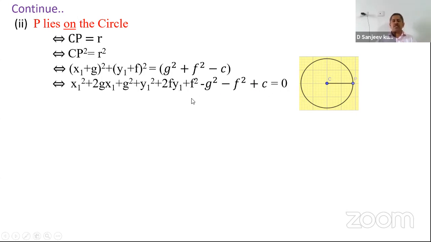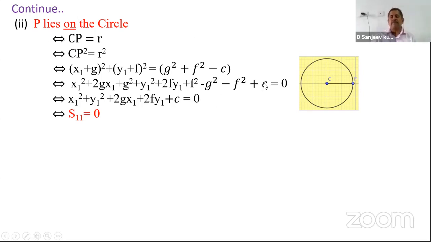Now again you can cancel off g square and minus g square, f square and minus f square. So the equation will reduce to x1 square plus y1 square plus 2gx1 plus 2f(y1) plus c, and every time equal to is there, so equal to will come here, equal to 0. So again this expression x1 square plus y1 square plus 2gx1 plus 2f(y1) plus c is S11, and it is equal to 0. So if the point lies on the circle, the value of S11 is equal to 0.